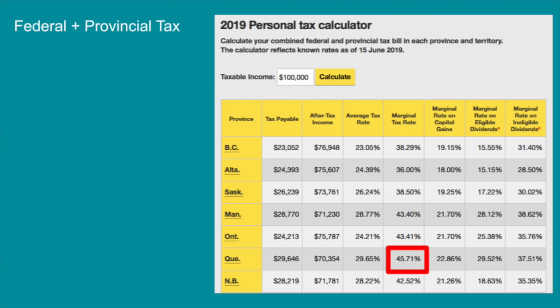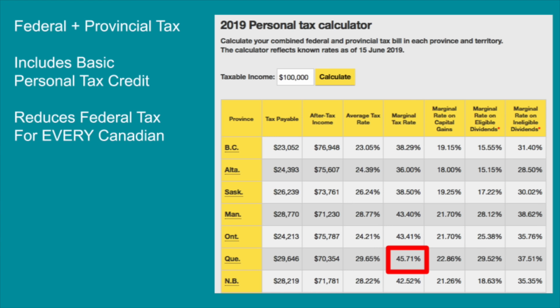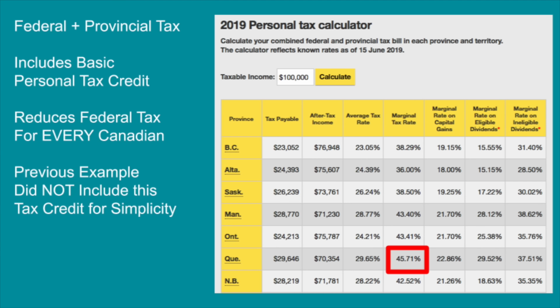The total tax amount here includes the federal and provincial tax. And an important point is that this calculator includes the basic personal tax credit, which I'll talk about later in this video. This tax credit reduces everybody's taxable income in the calculation, so it lowers everybody's federal tax amount. I didn't include this tax credit in our earlier calculations to make it simpler, but it is important, so use this online tax calculator when you're doing your calculations to get the most accurate amounts.